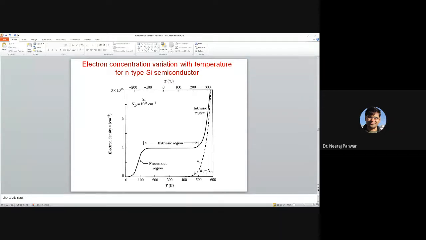But again, the temperature is so high that it will break the covalent bond, and more electron hole pairs will be generated. So the hole concentration will increase in the valence band. Same behavior for N-type and P-type semiconductor.